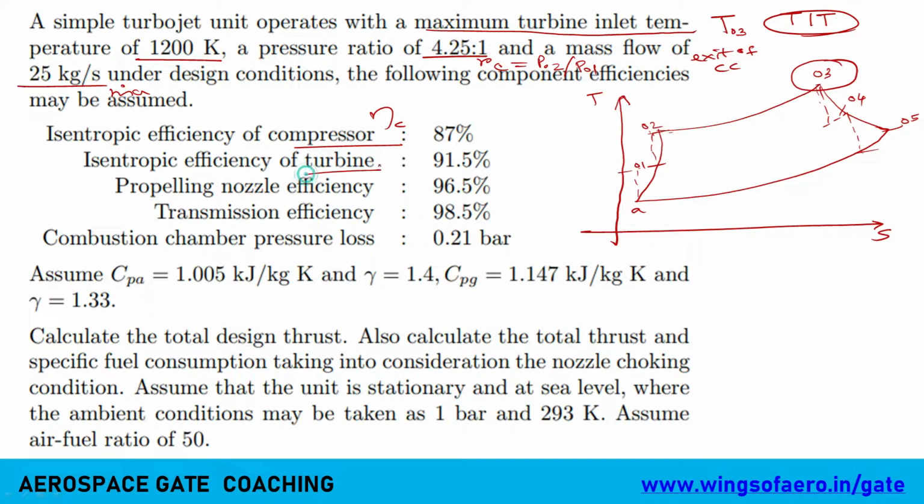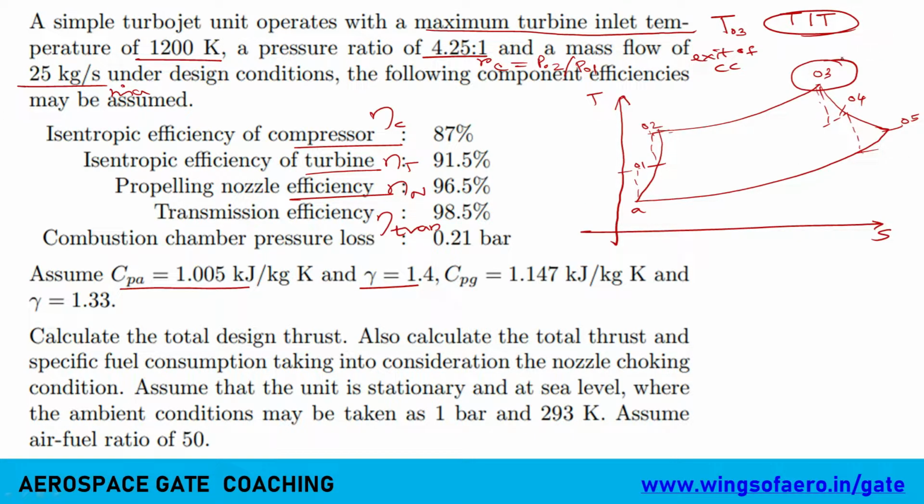Eta C, eta T, eta N, eta trans. Just write trans. I will show you what are the formula. We will discuss that. In addition, they have given you CPA. That means until and unless it started to complete a combustion, all these points you are going to use CPA, and gamma value is 1.4.